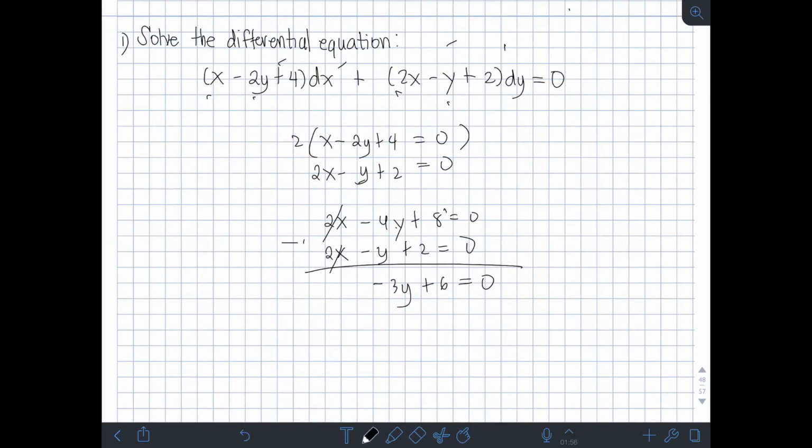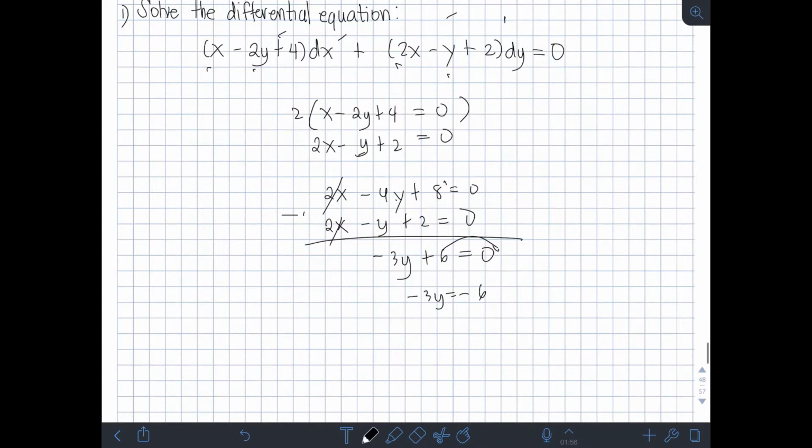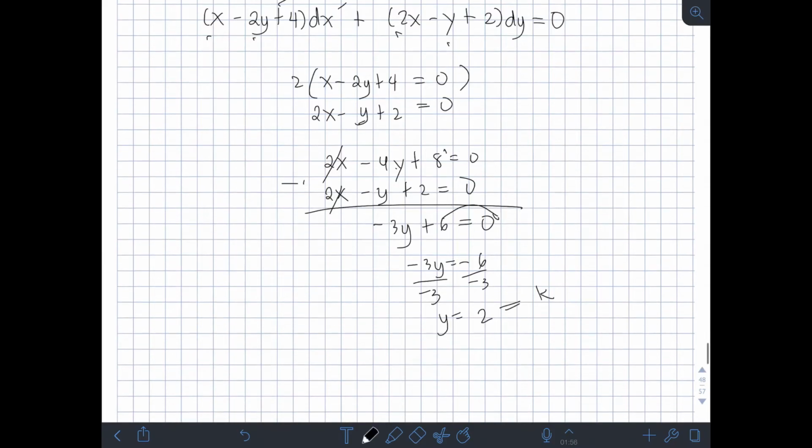And then to solve for y, transpose ko dito si 6, we have negative 3y is equal to negative 6. Divide both sides by negative 3. Y is equal to 2. So therefore, parang ito si k, yung y coordinate ng point of intersection.